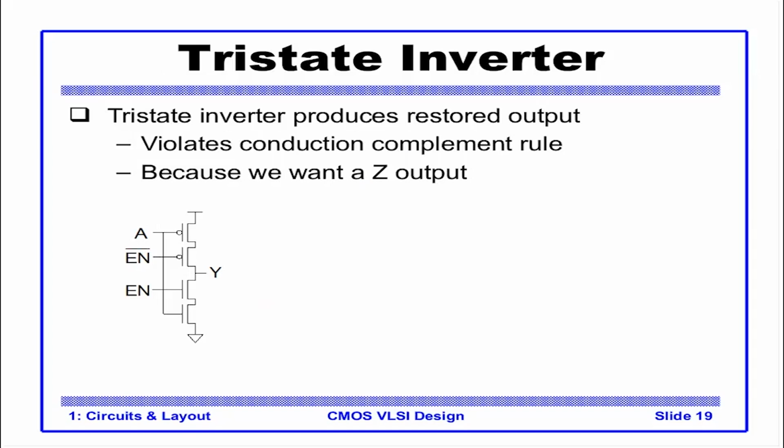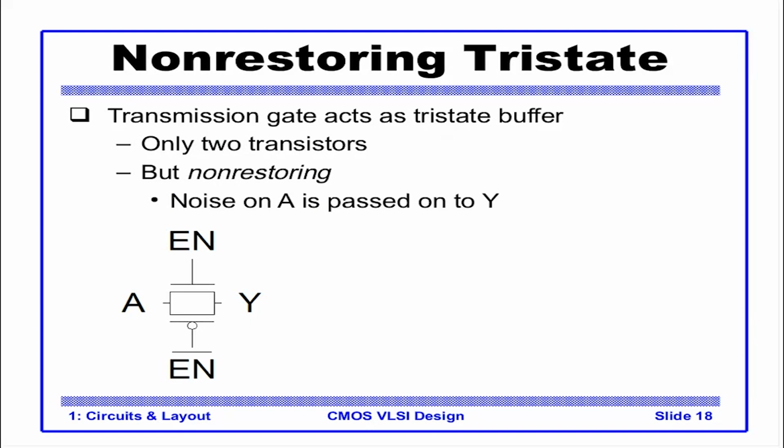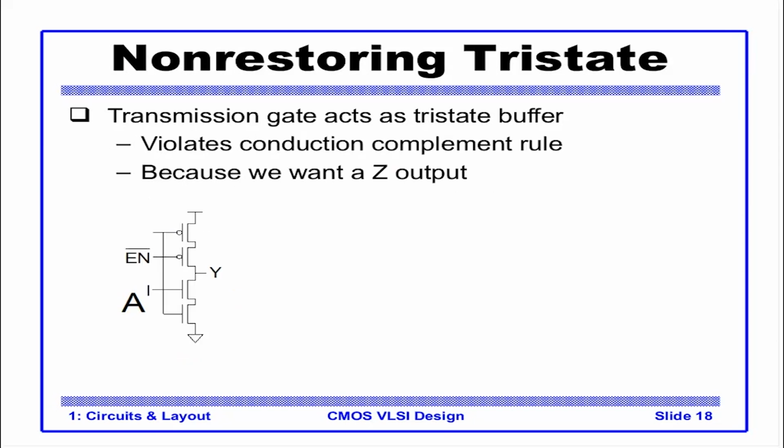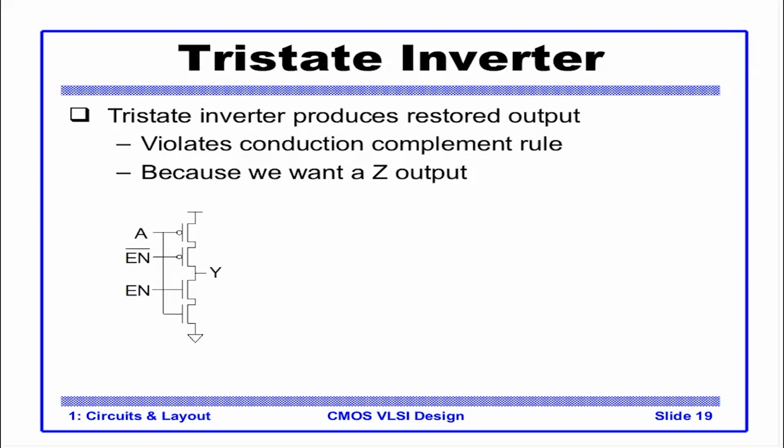Let's see how. Now, in the previous slide I want to mention one thing. It says that a transmission gate needs only 2 transistors, which is not exactly true. Yes, it needs 2 transistors, but it is assuming that the NOT of enable is already available. Now what we do here is that we connect the enable.